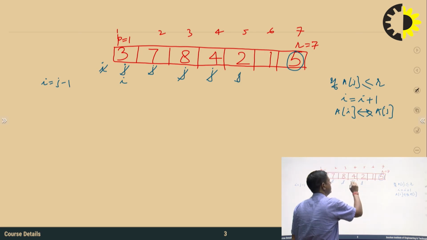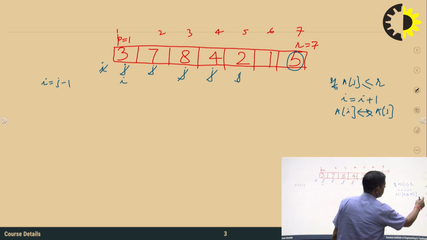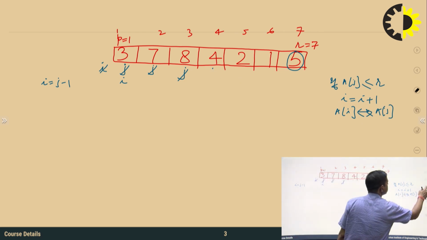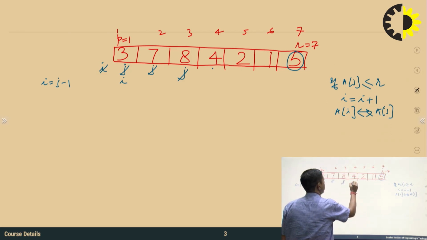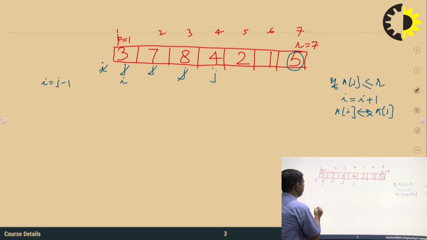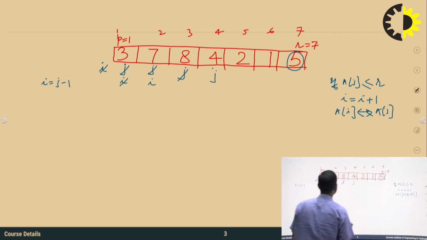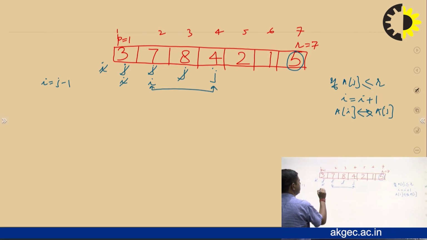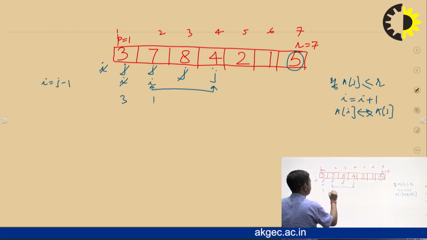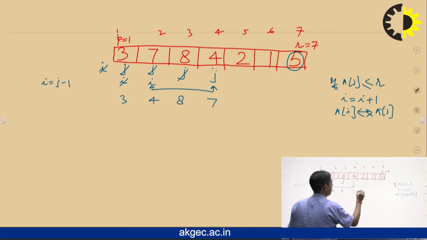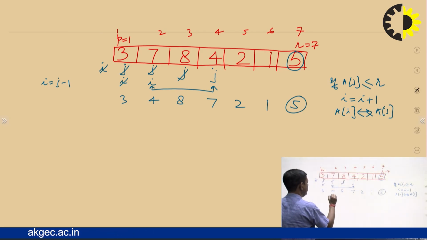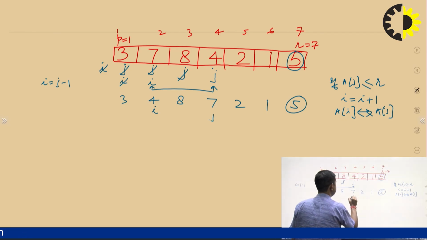In this case, 4 is less than 5. Then in that case, we simply have to increase i by 1 and we have to exchange the values of i and j. So here we will exchange the values of these two, okay. So that is 3, that is 4, 8, 7, 2, 1 and 5. Now after this, my i is here and my j is at this index.